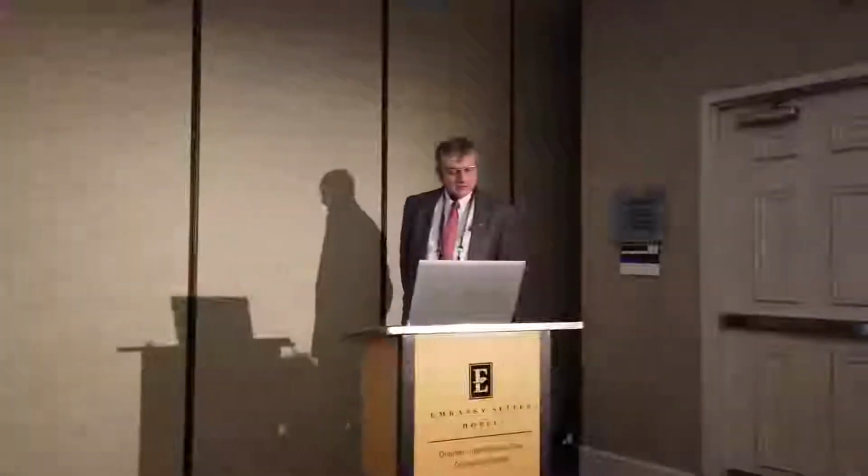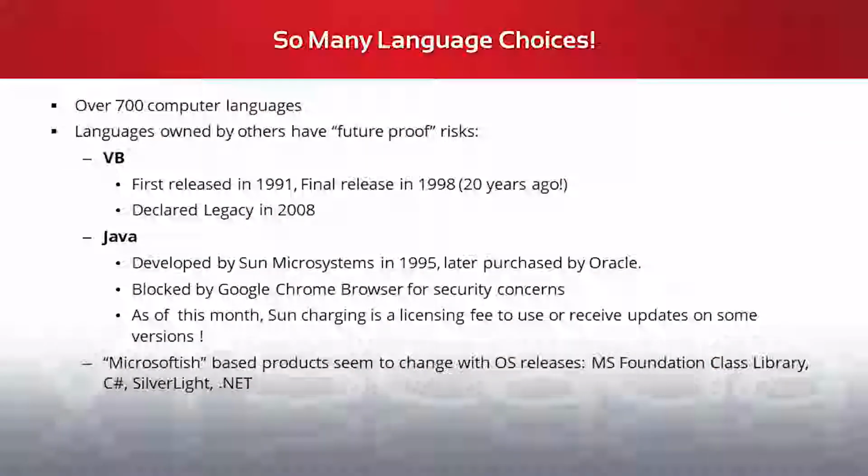Obviously, when we started in 1986, there were many fewer languages out there, but even so, there were some pretty good languages out there. VB was introduced in '91. 20 years ago, it was deprecated. Java, introduced in '95. As of this month, they're starting to charge a fee for using it. Lots of security holes are known to be found in Java. There are lots of Microsoft-ish things that have come along, Microsoft Foundation Classes, C#, Silverlight, .NET, all of which are basically deprecated, obsolete by now. So part of the answer is we don't want to have something that's not going to be around 10 years from now when you're running your system. We need something that we can have and maintain.